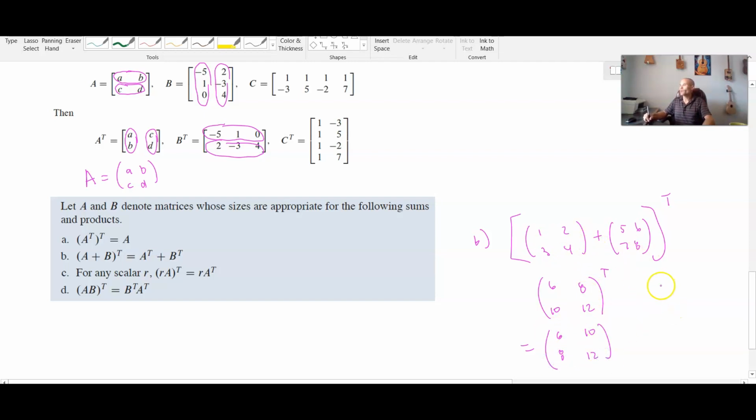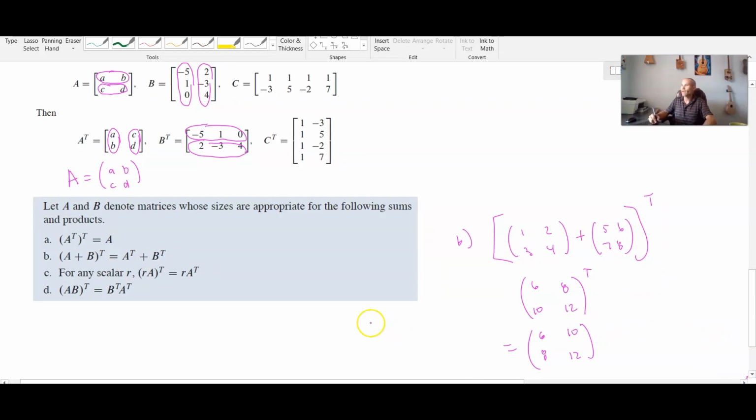And if we had transposed them first, I'll do it over here. If we took 1, 2, 3, 4 and made it 1, 3, 2, 4, and added that to not 5, 6, 7, 8, but 5, 7, 6, 8, you can see that we're still getting 6, 10, 8, 12. We're going to get exactly the same answer. For a scalar, scalars usually don't have a very dangerous impact, so whether you scale a matrix first and then transpose it, or you transpose it first and then scale it, you're going to get the same result.